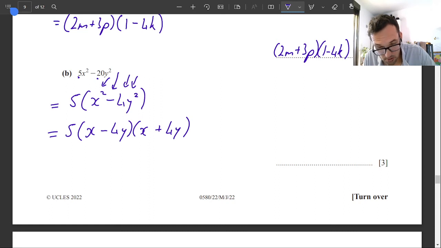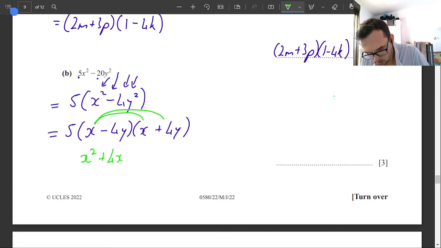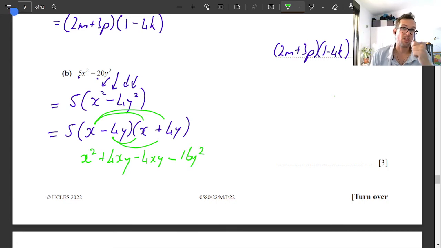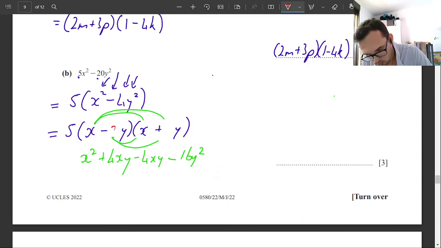Okay, now remember, let me just show you that that is correct. Again, if we multiply out these brackets, x times x is x squared. X times 4y is plus 4xy. Minus 4 times x is minus 4xy. And minus 4 times 4y will be minus 16y squared. That is wrong. Good stuff, I checked. So what that 4 should be a 2. My goodness. This is why we check our answers.